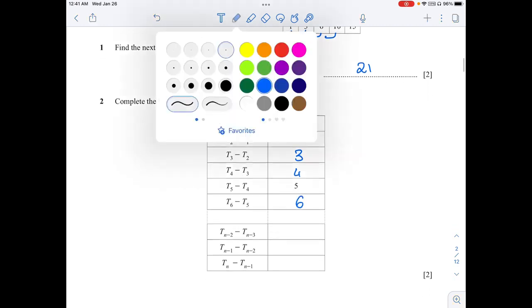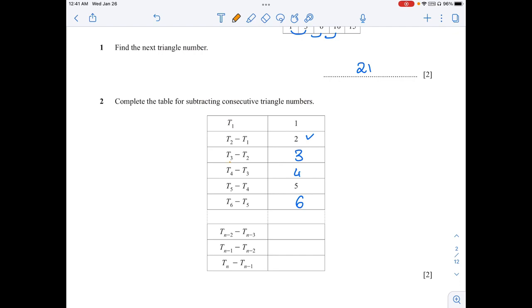So what is the pattern you can see over here? If it is T3, this number is 3. If it is T4, 4. T5 means 5. T6 means 6. So over here it has to be Tn minus Tn minus 1 equals n. So always there will be some pattern. We need to identify that pattern, and it is going to be very simple.